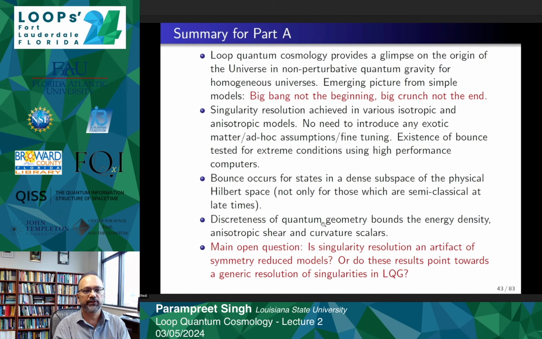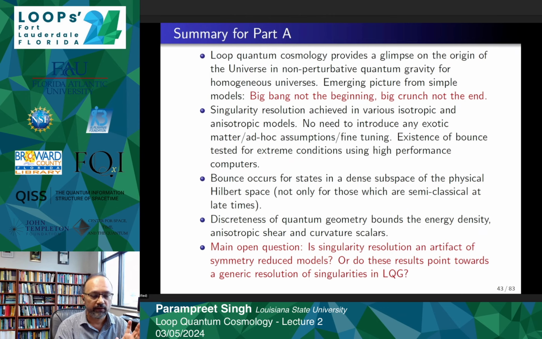So this is now the summary of part A. In the summary, I would just say that loop quantum cosmology, in what we have shown you right now, provides a glimpse of the origin of the universe using the non-perturbative quantum gravity methods. The emerging picture from simple models. I will still say simple because we haven't shown that with full rigor using inhomogeneities. So I'm stating with the caveat. Simple but still very non-trivial models is that the Big Bang is not the beginning and Big Crunch is not the end. And singularity resolution has been achieved in various isotropic and anisotropic models by various groups.